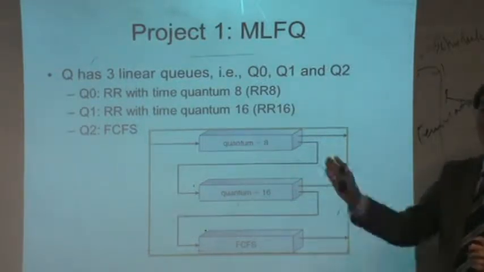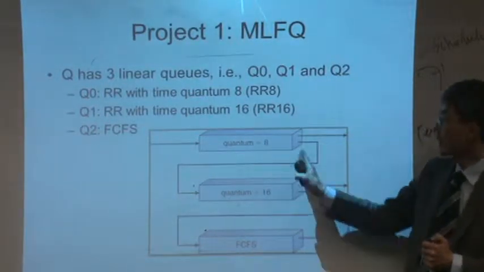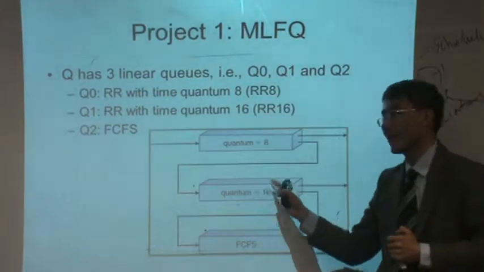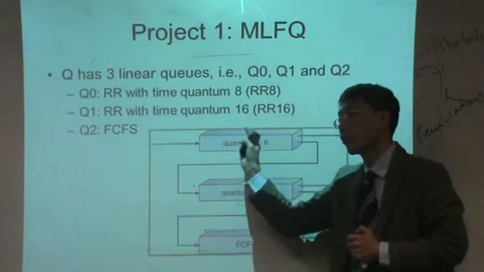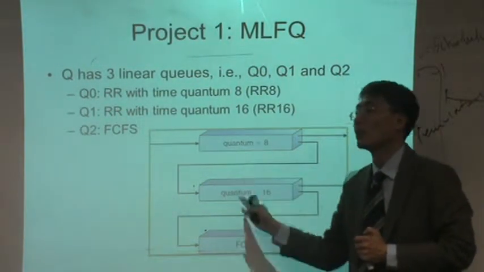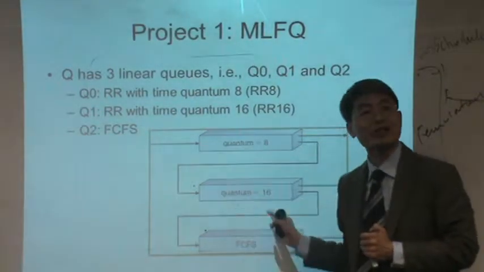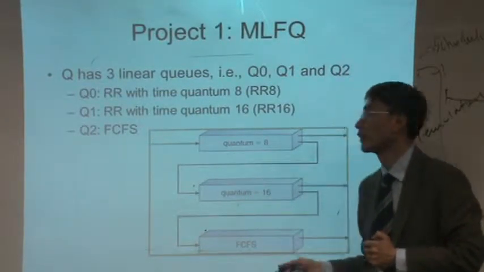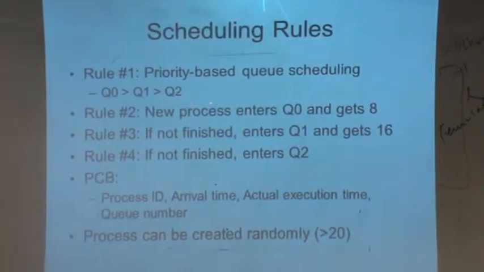Also, I give the scheduling requirement along the queues, which is quantum 8 is the highest priority, then the next priority, and the lowest priority. Which means if there exists any process on the first queue, no other queue can take the CPU. It's a priority-based approach: highest priority, medium, and lowest priority. So you can see the priority-based queue scheduling, Q0, Q1, then Q2.